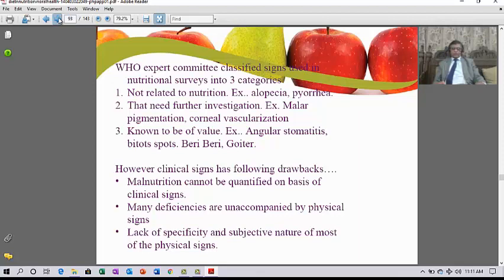However, clinical signs have the following drawbacks. Malnutrition cannot be quantified on the basis of clinical signs. Many deficiencies are unaccompanied by physical signs. There is lack of specificity and subjective nature of most of the physical signs, meaning thereby that you cannot decide on clinical signs alone that it is due to malnutrition, because it could be due to some other causes. There are many differential diagnoses.